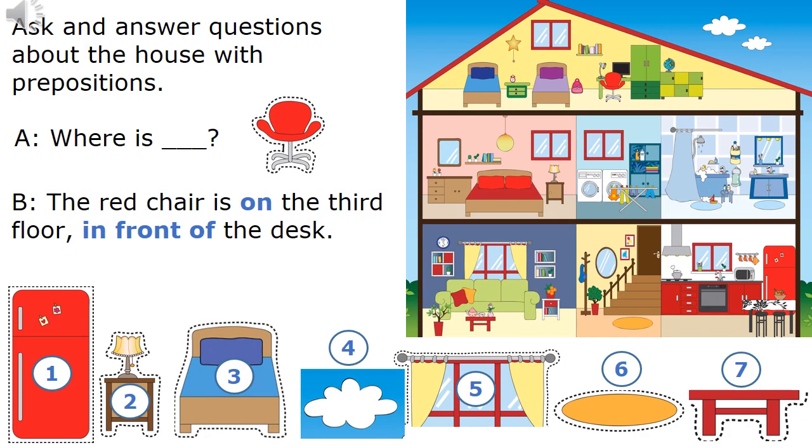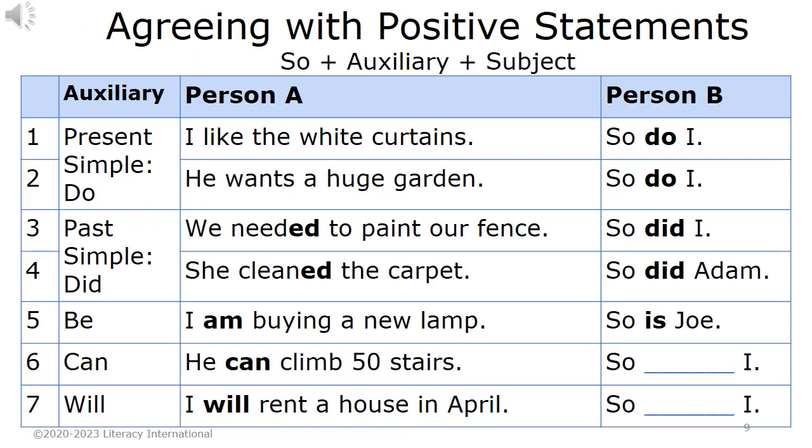Ask and answer questions about the house with prepositions. A. Where is? B. The red chair is on the third floor in front of the desk. Agreeing with positive statements. So plus auxiliary plus subject. Auxiliary, person A, person B. Present simple, do. 1. I like the white curtains.